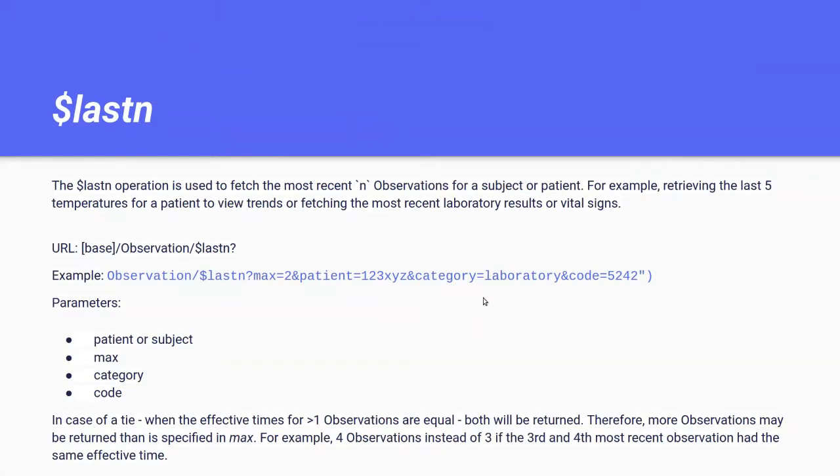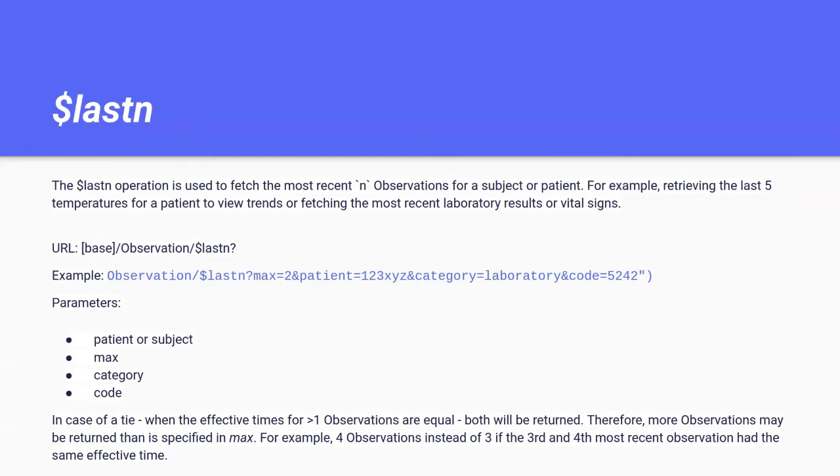The last N operation. The last N operation is used to fetch the most recent N observations for a subject or patient. For example, retrieving the last 5 temperatures for a patient. It takes four parameters, and all of these are optional. The patient or subject, which holds the value of the patient ID, max parameter, which holds the value of n, and we have the category and code parameters.